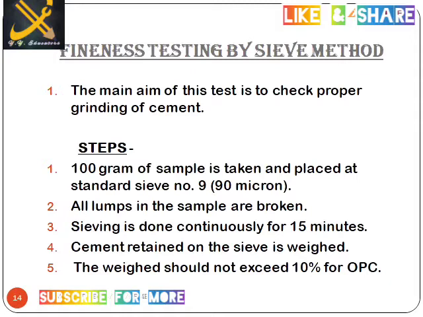The steps involved: first, a 100 gram sample is taken and placed on standard sieve number 9, which means 90 micron. All lumps in the sample are broken. Then sieving is done continuously for 15 minutes. The cement remaining on the sieve is weighed. The weight should not exceed 10% of the OPC. If we are taking a 100 gram sample, the weight should not exceed 10 gram of OPC.